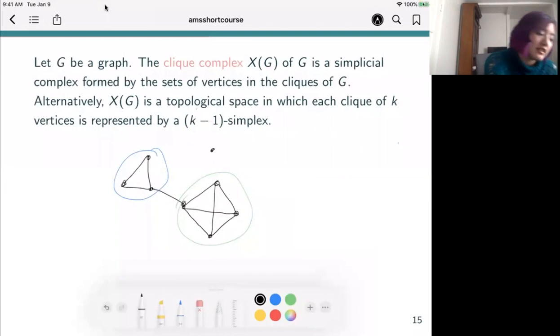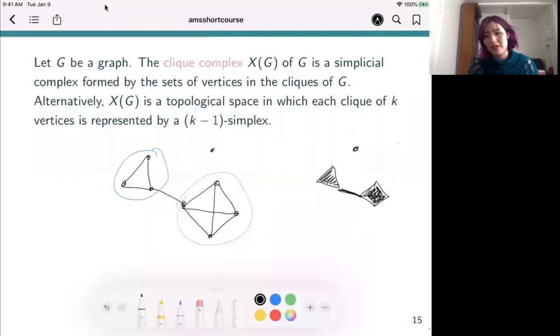So what I'm going to do to make a clique complex out of this is take those cliques and turn them into simplices. So we have, once again, the zero simplex off to the side. We have this clique turning into a triangle. We have this clique turning into a tetrahedron that is filled in, somehow that's indicated. And then we also have that edge connecting them. And that's going to be the simplicial complex that comes out of our graph.